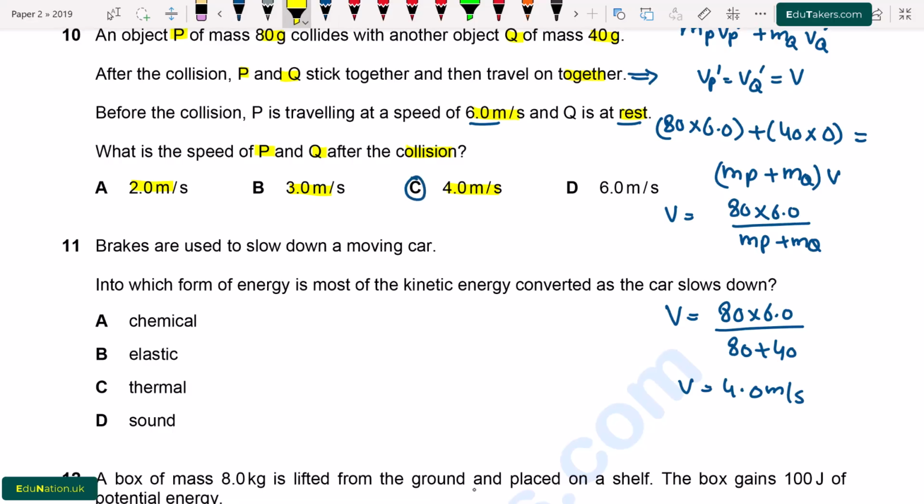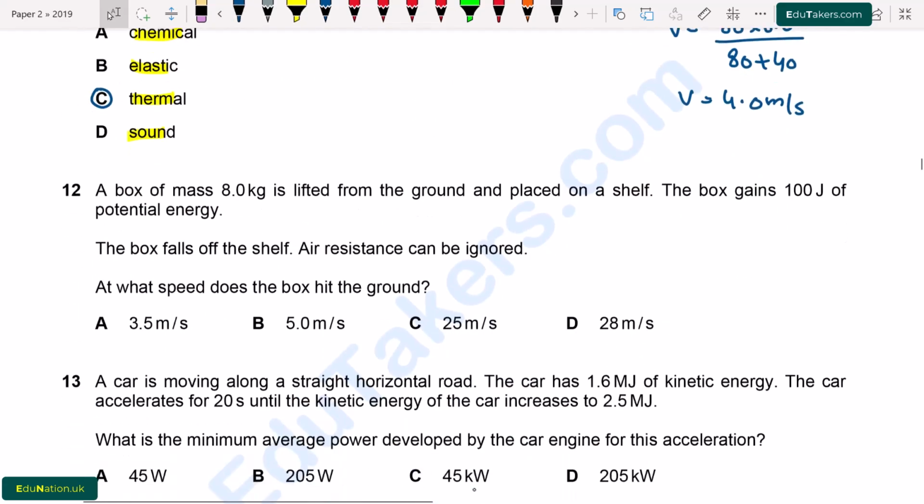Question number 11. Brakes are used to slow down a moving car. Into which form of the energy is the most of kinetic energy converted as the car slows down? So as the car slows down, in which form the kinetic energy is converted? Option A, chemical, B, elastic, C, thermal, D, sound. So the kinetic energy is converted into thermal energy, which is due to the heat. So option C is correct.